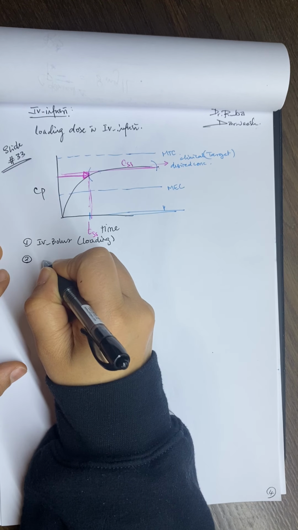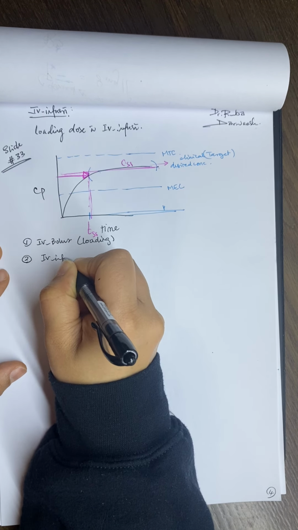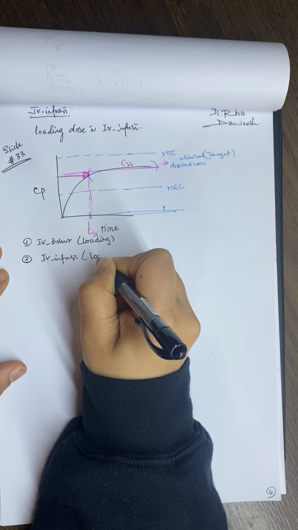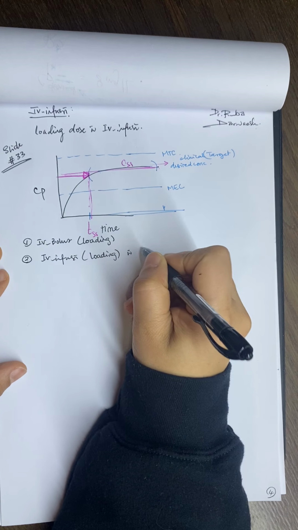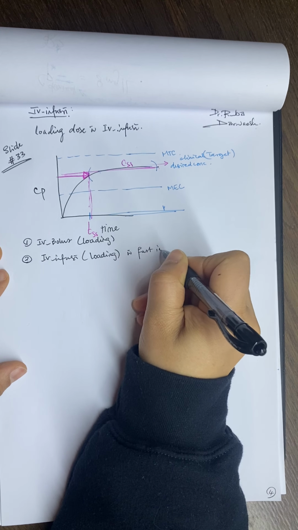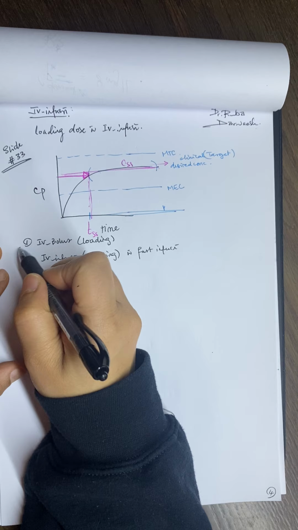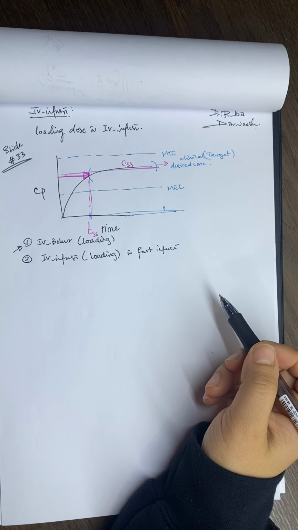One way of doing that is taking either an IV bolus as loading dose, or another IV infusion as loading dose, but as it's loading, it will be a fast infusion, and we will talk about it. So we will start with the first one at the beginning.